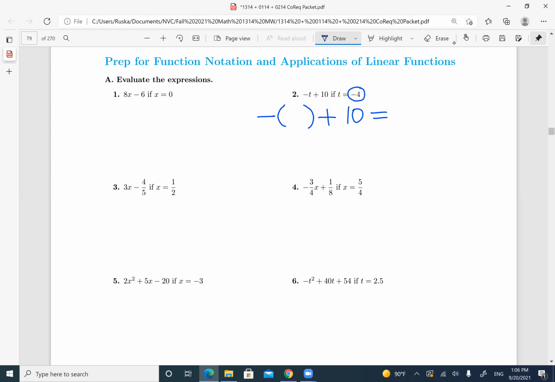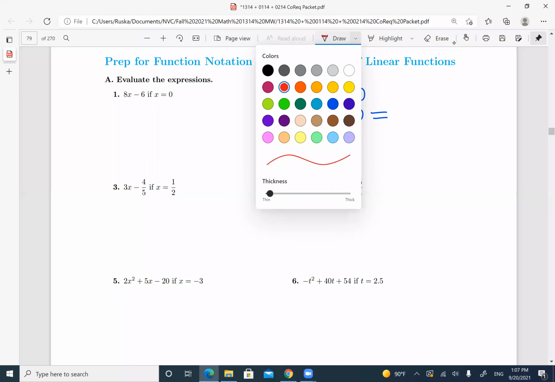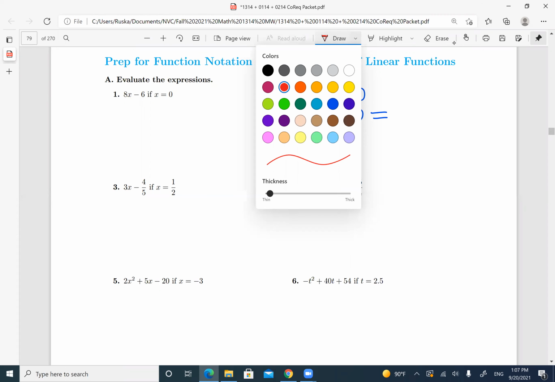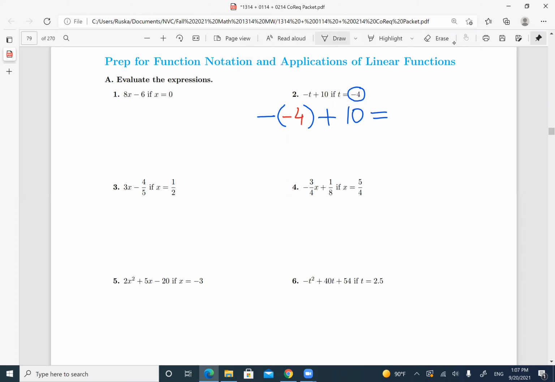Always when you plug something in, make sure you put parentheses in the place where you're going to plug it in. The best way is to copy the expression, and wherever you have the letter, the variable, put the parentheses, and after that you plug it in. -4 is the value of t. And then we're going to simplify.